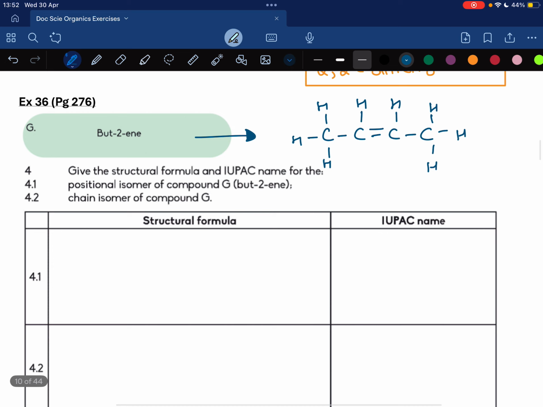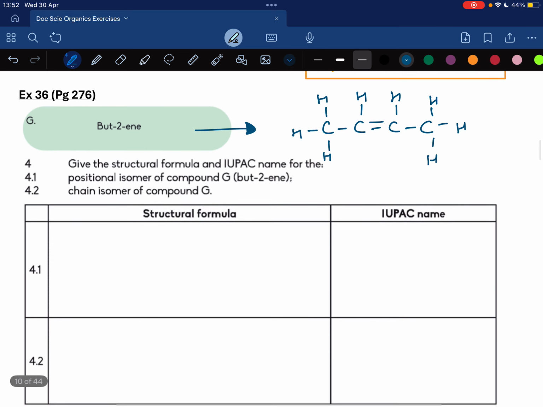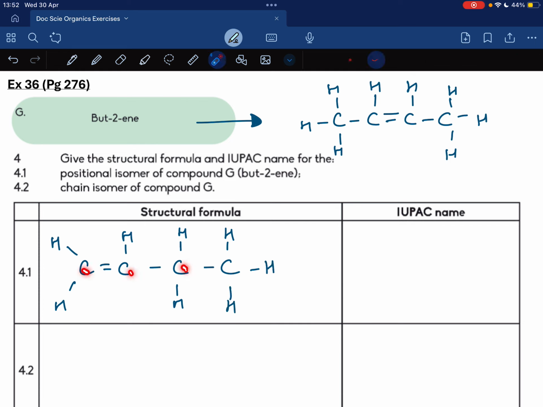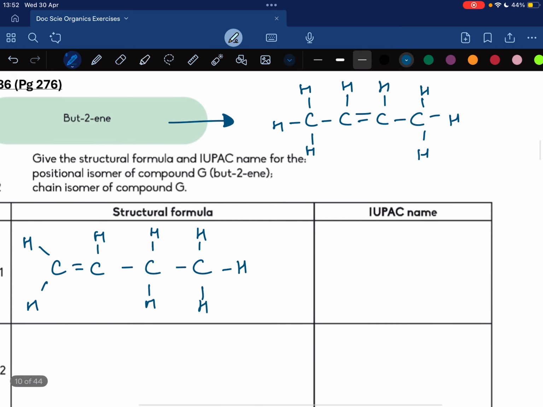So if I decide to do a positional isomer, I could always move this to the first one. So I would have C double bond C, 2, 3, then 2 hydrogens here, 1 hydrogen, 2 hydrogens, 3 hydrogens. Count, double check. 1, 2, 3, 4 carbons. 1, 2, 3, 4, 5, 6, 7, 8 hydrogens. So then this one would become but-1-ene.